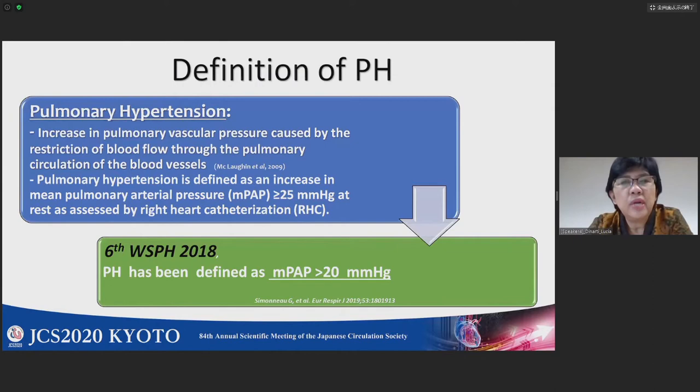Pulmonary hypertension is an increase in pulmonary vascular pressure caused by the restriction of blood flow through the pulmonary circulation of the blood vessels. It is defined as an increase in mean pulmonary arterial pressure, or mean PAP, of more than 25 millimeters of mercury at rest as assessed by right heart catheterization. This definition was used until the sixth World Symposium of PH in Nice 2018, where a new definition was set: PH is defined as mean PA pressure more than 20 millimeters of mercury. So there is a decrease of 5 millimeters of mercury in the definition of pulmonary hypertension.